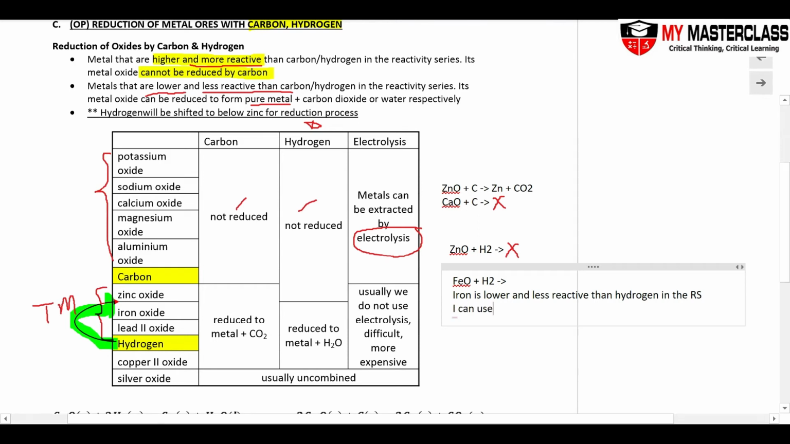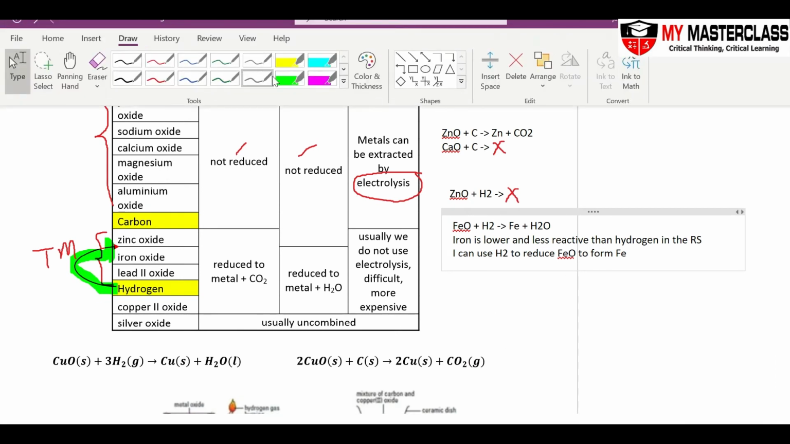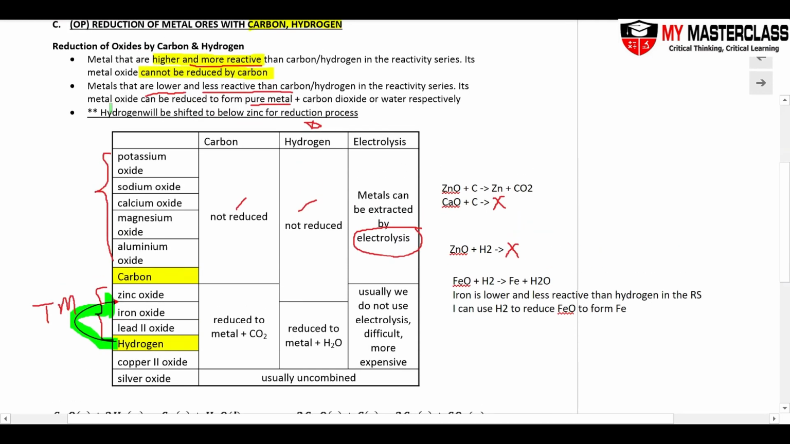Therefore, I can use hydrogen to reduce iron oxide to form iron. In this reaction, I have iron oxide plus hydrogen giving me Fe, the pure metal, plus H2O. Same thing, we balance the equation. Remember, the important part when I'm doing carbon and hydrogen reduction of metal ores is that hydrogen will shift to below zinc.